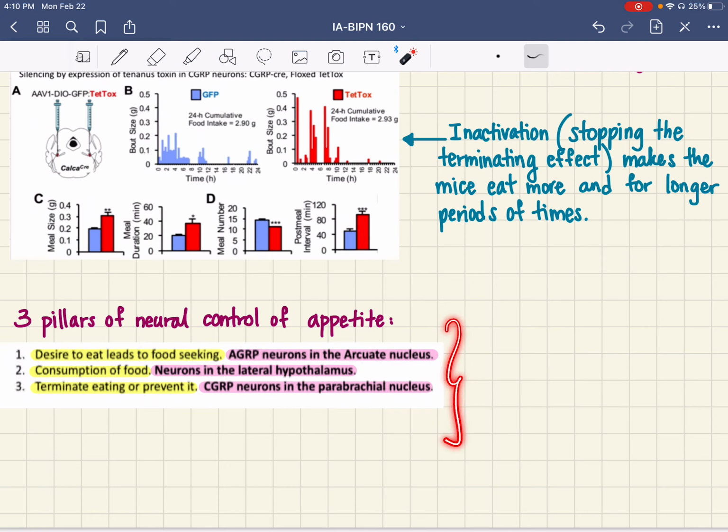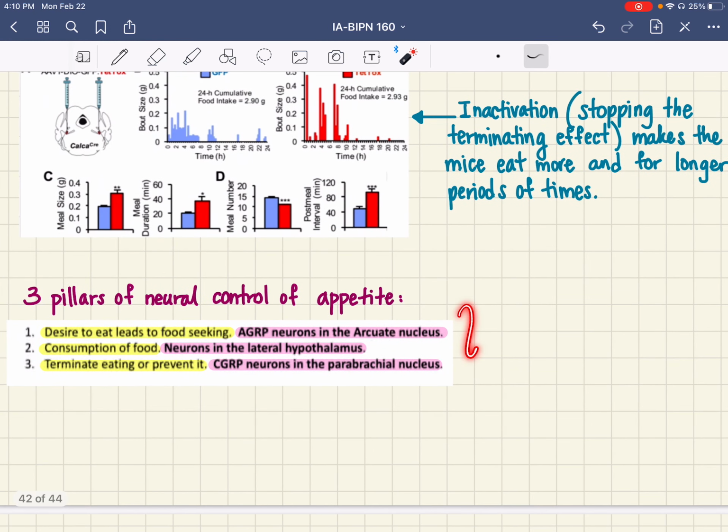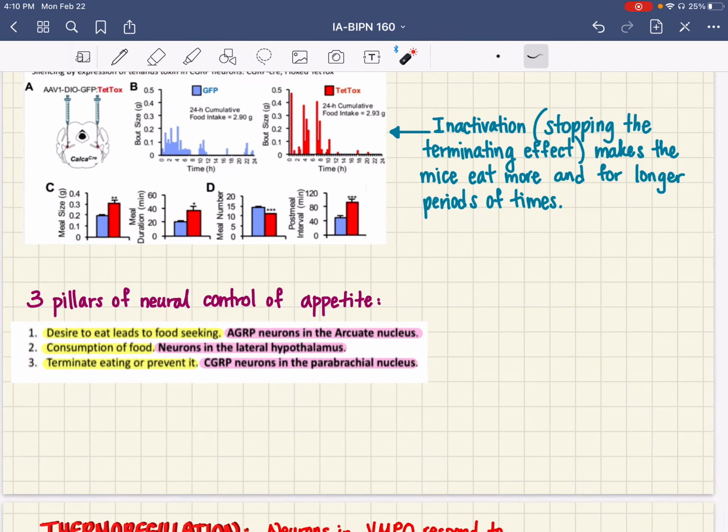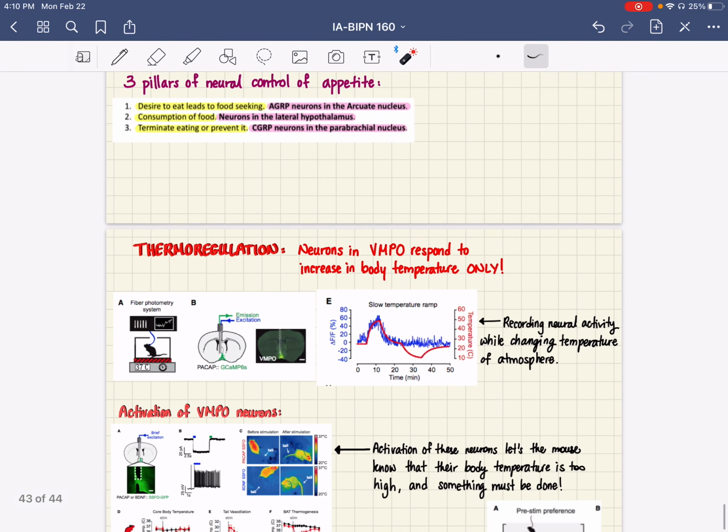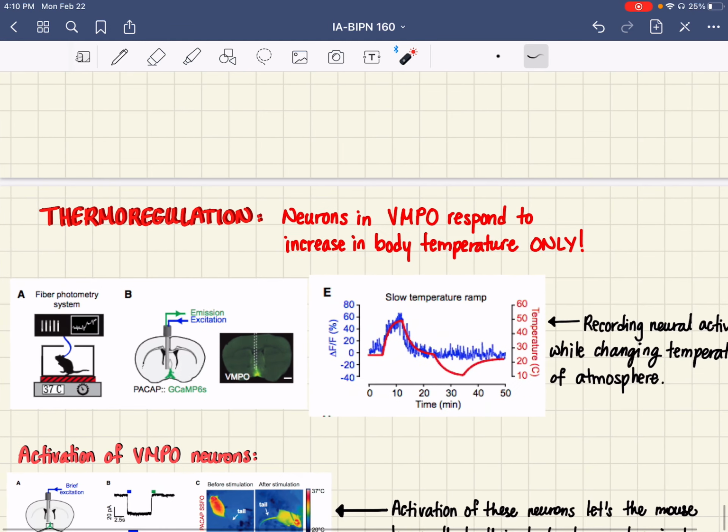Here is a review from your lecture notes. So make sure that you memorize these, but also you know exactly how each one of them works. Okay, now let's go on to thermoregulation. So thermoregulation is regulated by neurons in the VMPO, right? And these neurons in the VMPO only respond to increases in body temperature and never decreases.